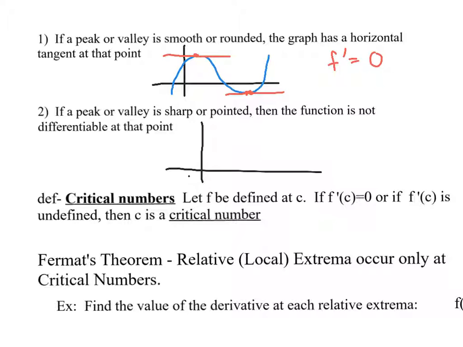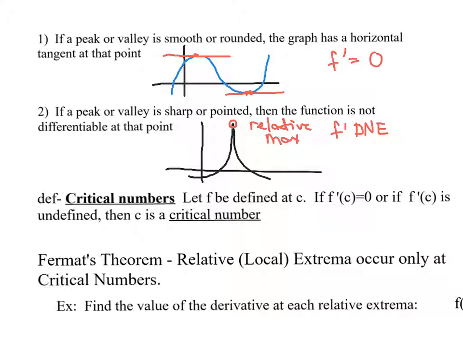So for example, it might have, remember how we called this a cusp? A cusp is a place where I have a peak or a valley, but the graph is not differentiable there. So right here I see that that point is going to be a relative maximum point, but at that point the derivative does not exist.